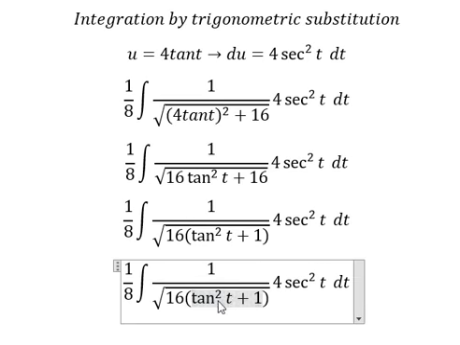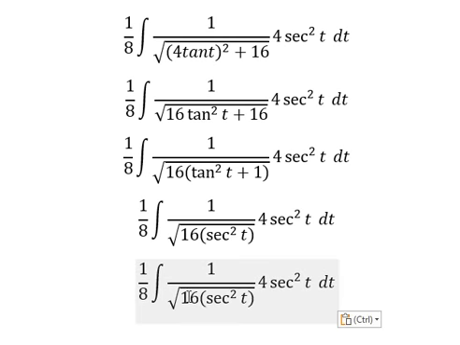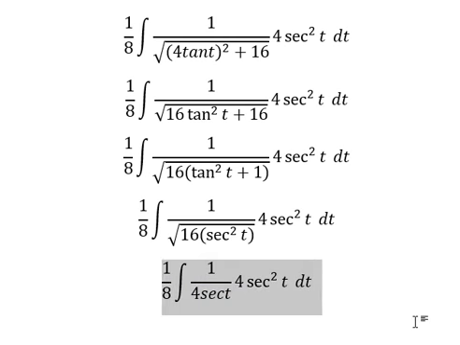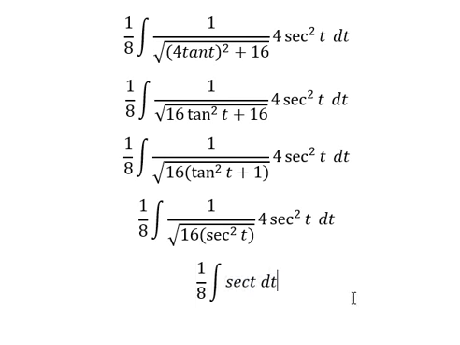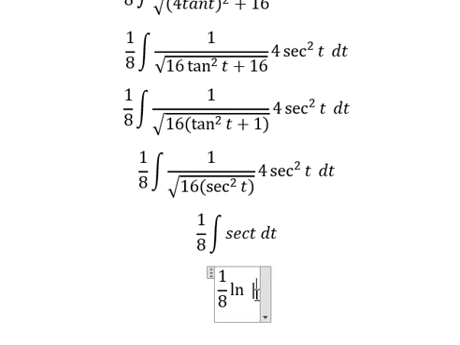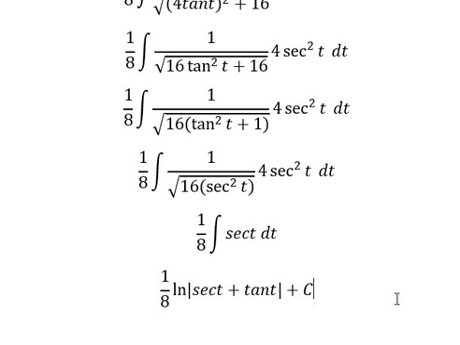This one we have secant of t square. The square root of 16 secant of t square, we have 4 secant of t. Later we simplify. The integration of secant of t, we have ln of the absolute value of secant of t plus tan t, and I will put plus c.